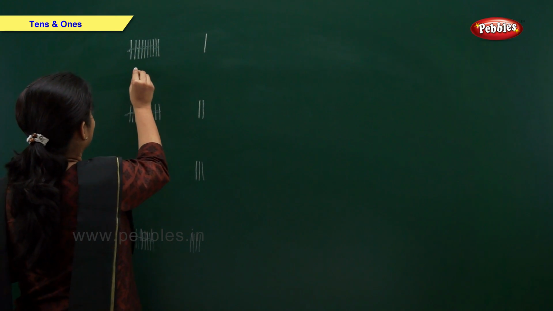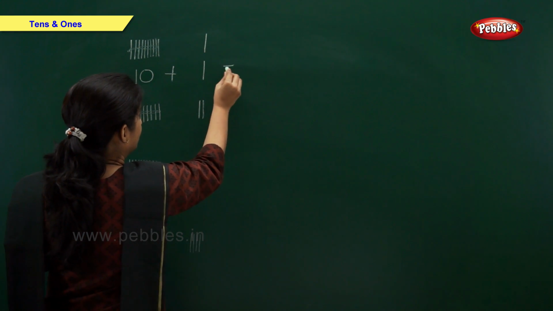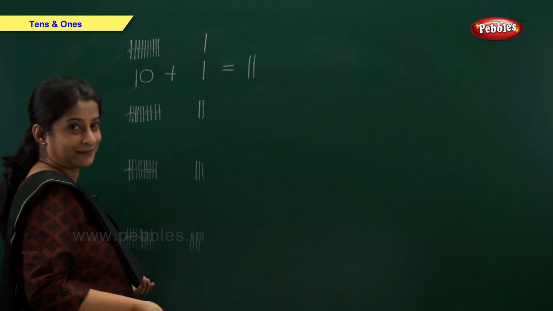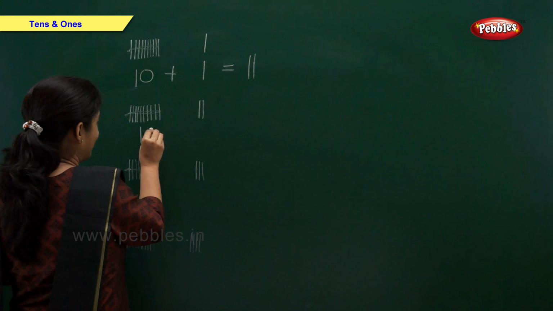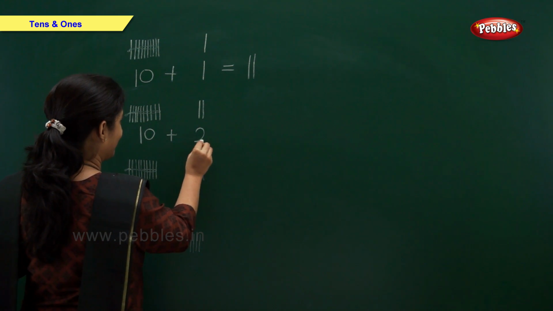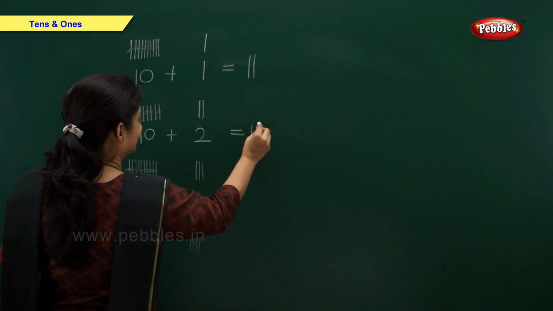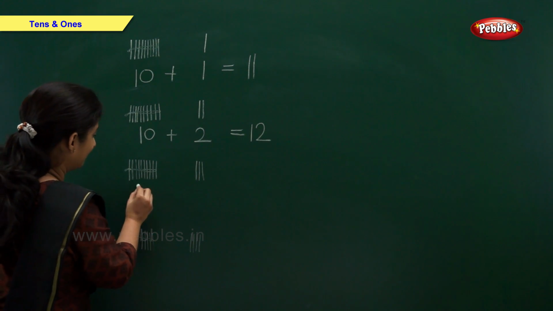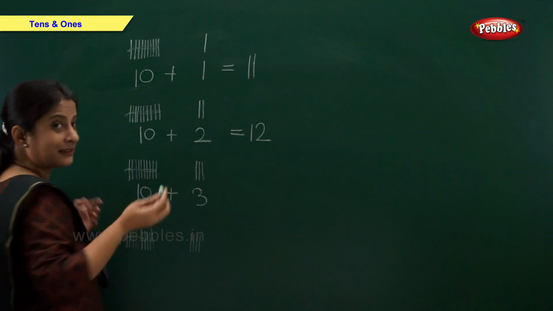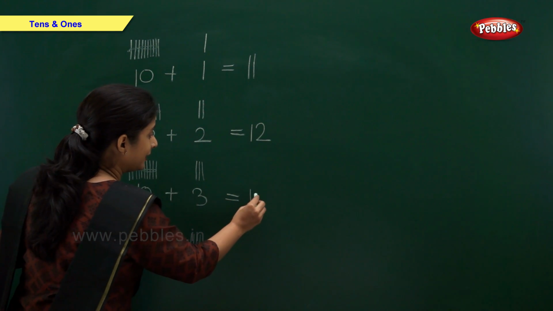A bundle of 10 plus 1 stick is equal to 10 plus 1, 11. Bundle of 10 plus 1, 2, 2 sticks. 10 plus 2, 12. A bundle of 10 plus 1, 2, 3. 3 sticks is 10 plus 3, 13.